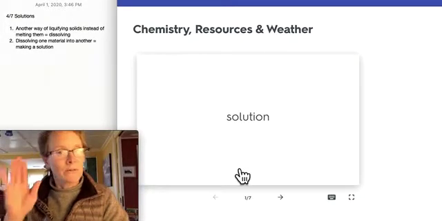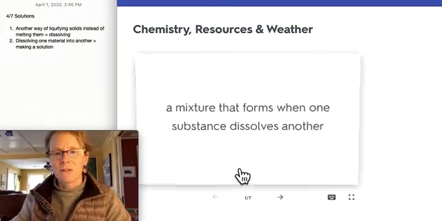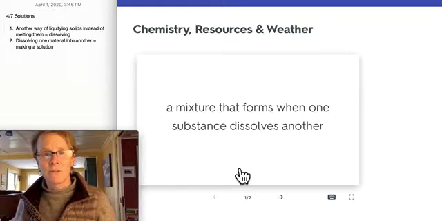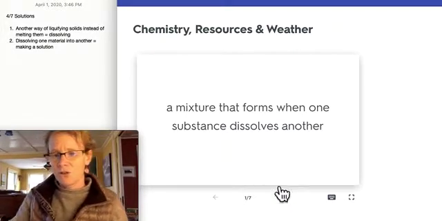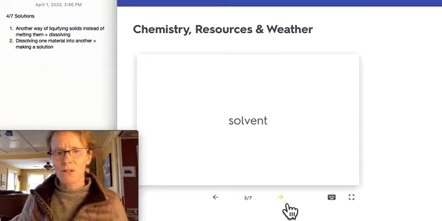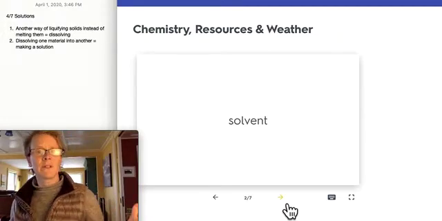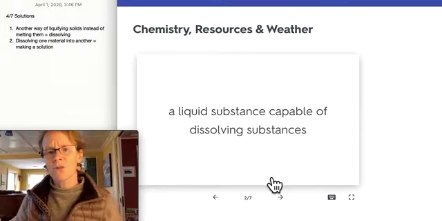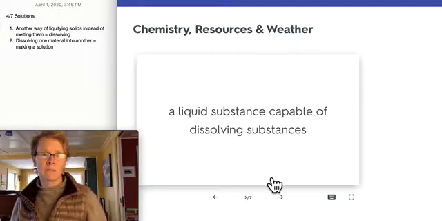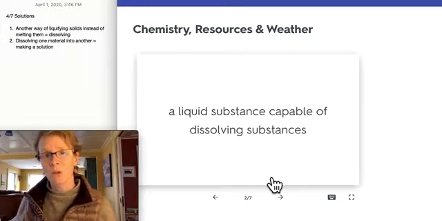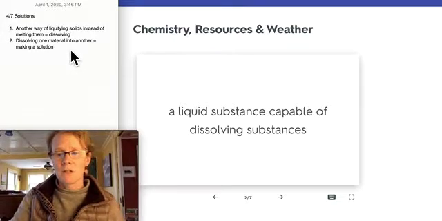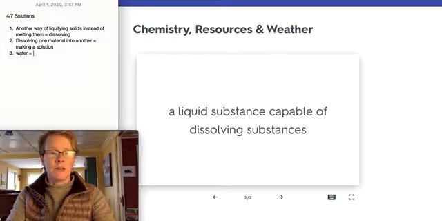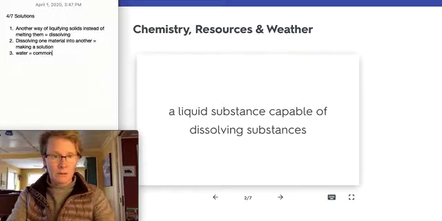So a solution, and I know you know how to say solution, is a mixture that forms when one substance dissolves another. To start with, in order to make a solution, you need a solvent. And the universal solvent is water. Can we all say solvent? Why is it water? Because water is very good at dissolving substances. A solvent is a liquid that is capable of dissolving substances. So water is a very common solvent.